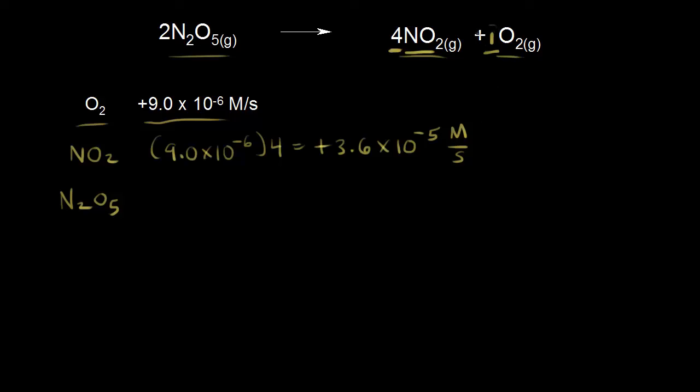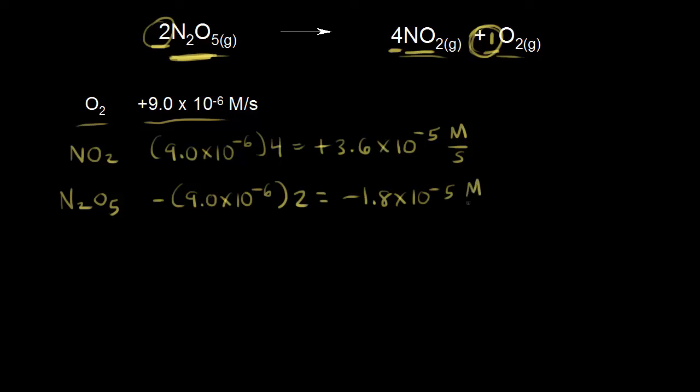Look at your mole ratios. For every 1 mole of oxygen that forms, we're losing 2 moles of dinitrogen pentoxide. So if we're starting with the rate of formation of oxygen, because our mole ratio is 1 to 2 here, we need to multiply this by 2. And since we're losing dinitrogen pentoxide, we put a negative sign here. So this gives us negative 1.8 times 10 to the negative 5 molar per second. So dinitrogen pentoxide disappears at twice the rate that oxygen appears.